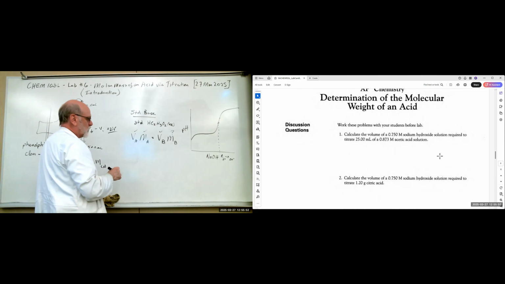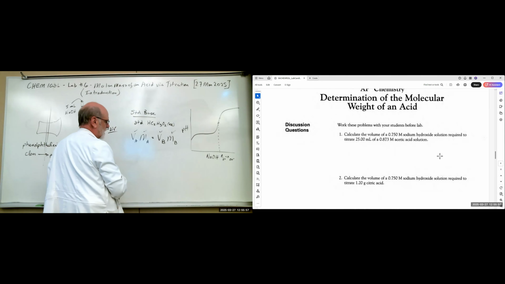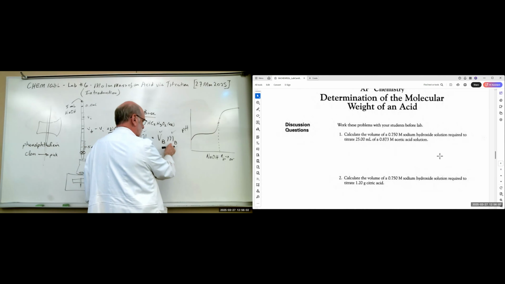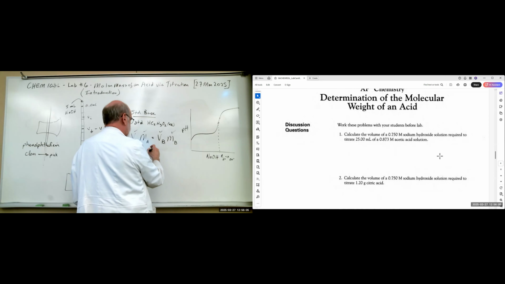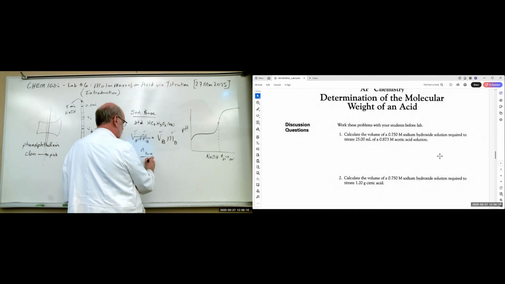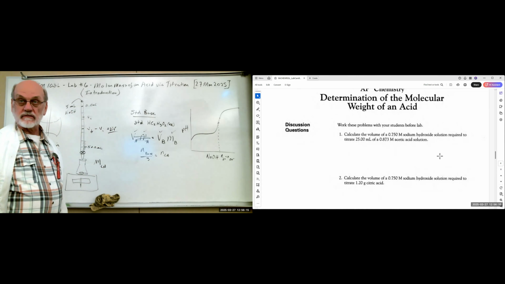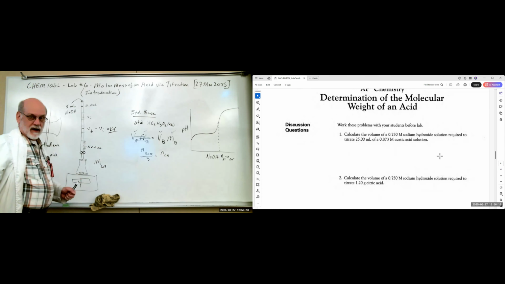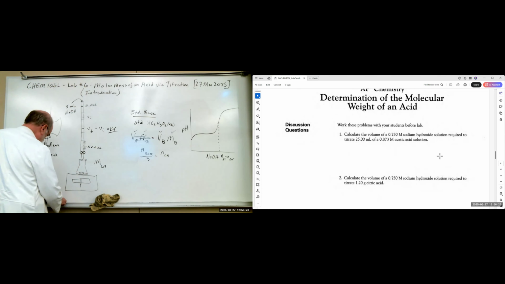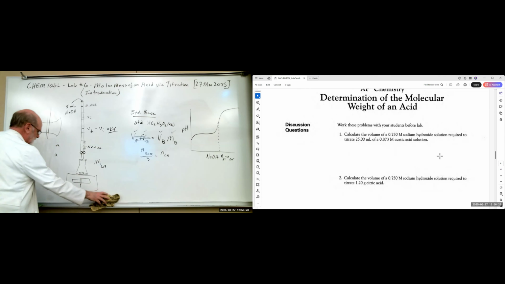By doing that, since we now know the volume and the molarity of the base delivered, this gives us the moles of the base. We divide that by 3, and that gives us the moles of the citric acid. And then we can do our calculation. All right, so let's do some questions here, work out some problems, and get some practical experience with doing these calculations.